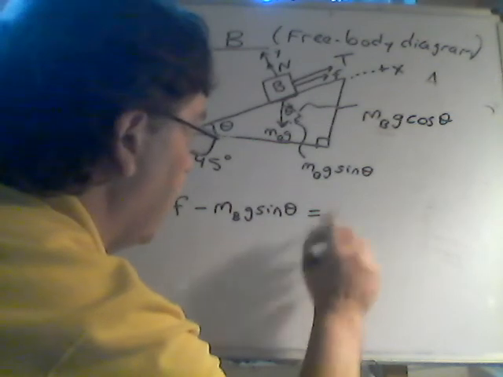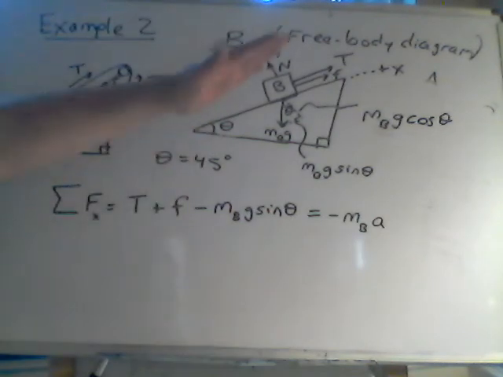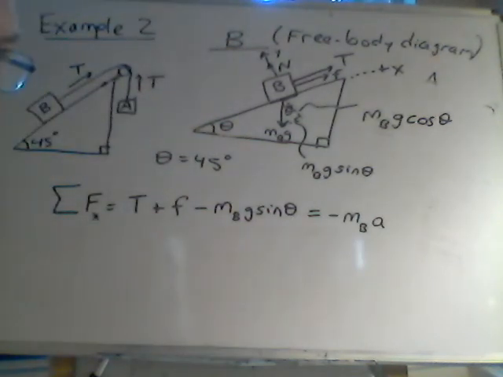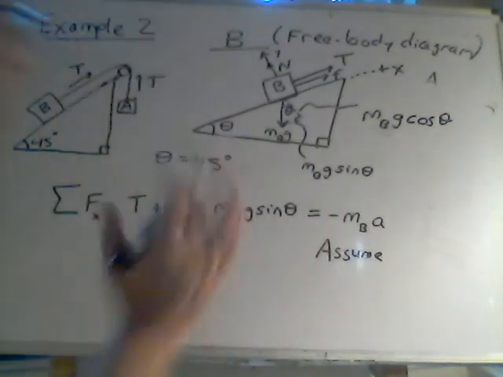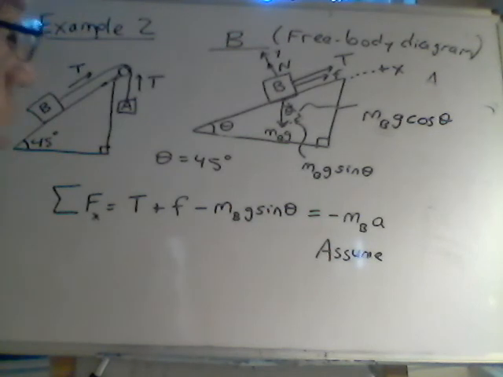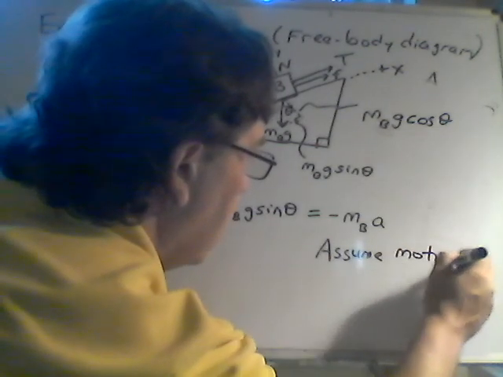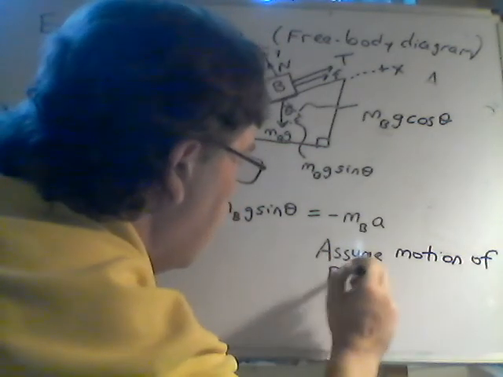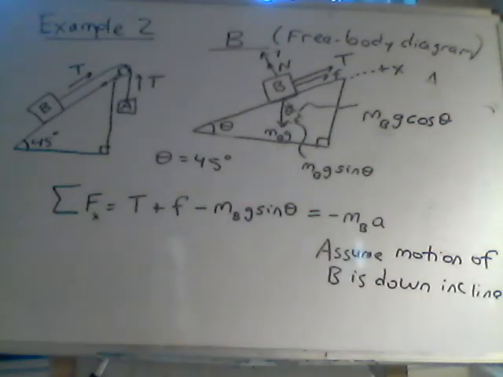So I'm going to make the assumption that the direction of motion is going to be down the negative x-axis, right? So again, assume, why am I doing this? Because I need to make sure that I coordinate between both B and A. So right now, A is just going to be a number. So assume the motion of B is down incline. That's why I'm doing this. I have to coordinate between B and A.